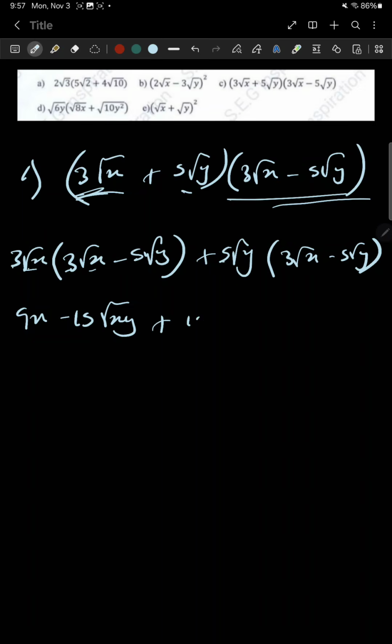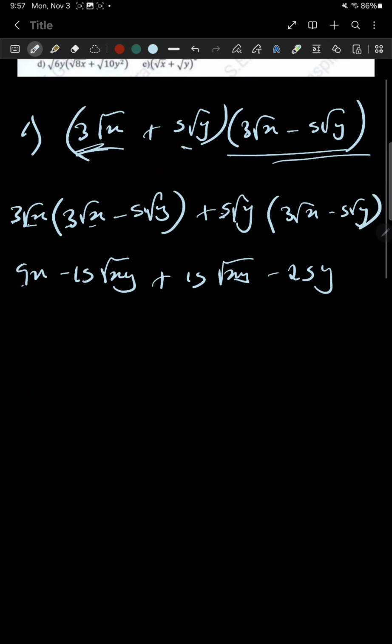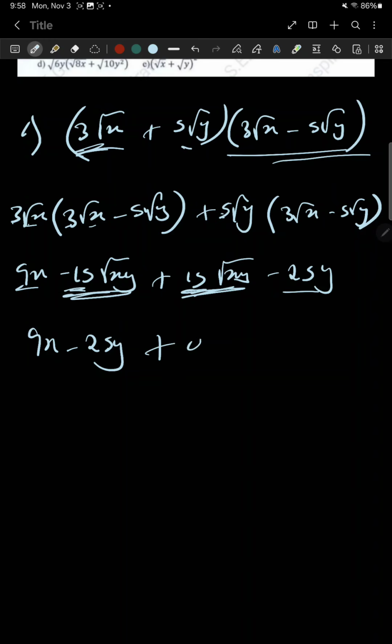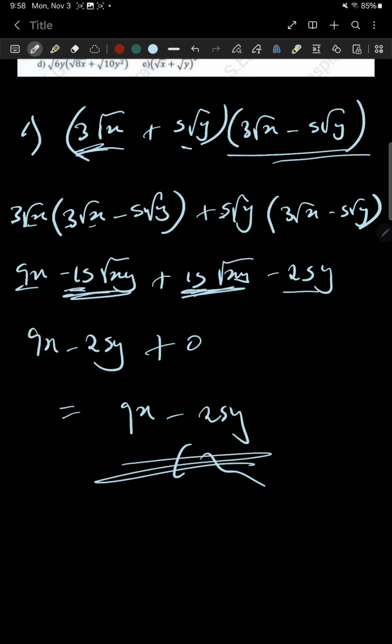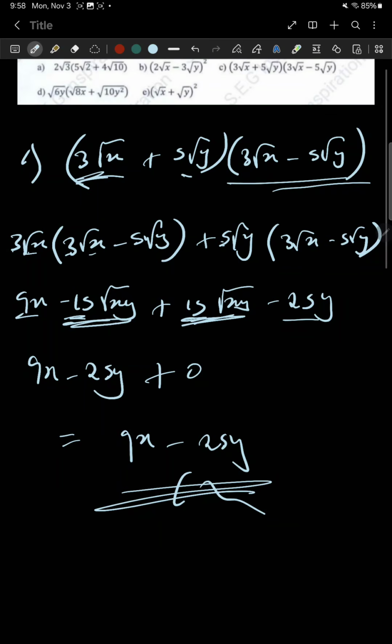Plus 5 times that is 15 square root xy. Then 5 times 5 is negative 25, then square root y times square root y is just y. So this and that, 9x minus 25y, these are not like terms. Then notice guys, negative 15 of this plus positive 15 of that, the answer will be 0. So the only answer will be 9x minus 25y. That's the answer.